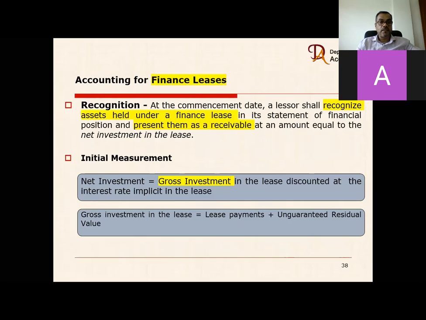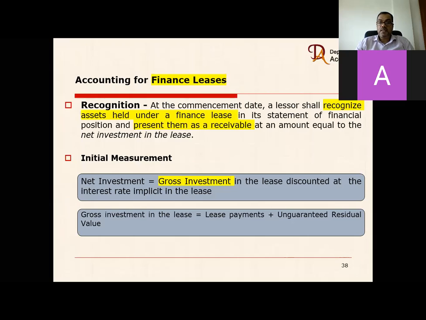Accounting for finance leases. How do we recognize? At the commencement date, that is the date on which the lease contract is signed, the lessor shall recognize assets held under a finance lease in its statement of financial position and present them as a receivable at an amount equal to the net investment in the lease.